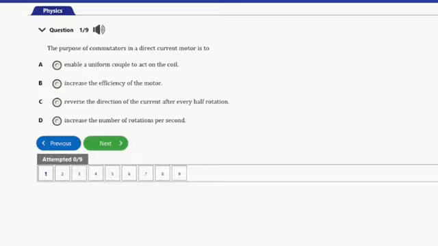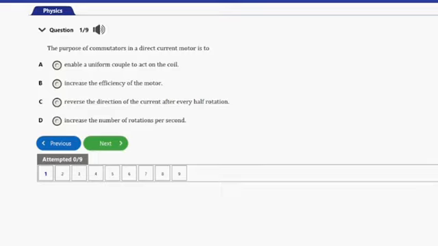It says, the purpose of commutators in a direct current motor is to: A. Enable a uniform couple to act on the coil. B. Increase the efficiency of the motor. C. Reverse the direction of the current after every half rotation. D. Increase the number of rotations per second. The answer to this question is option C, and that's to reverse the direction of the current after every half rotation. So that's it for this question.